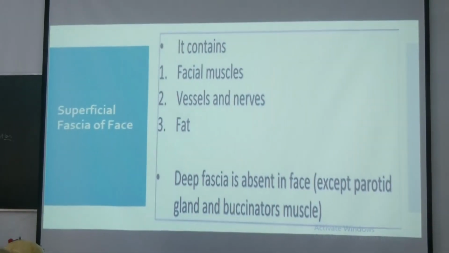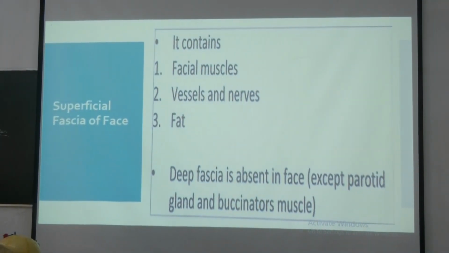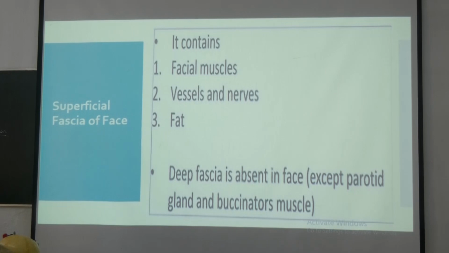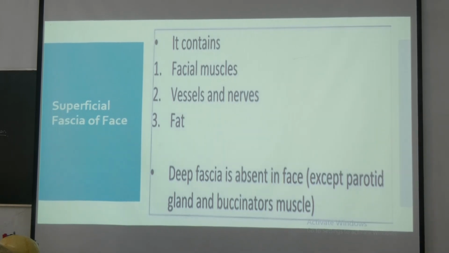So next one is superficial fascia. What are the contents of the superficial fascia? Number one is facial muscles. Okay, second one is vessels and nerve, and the third one is the fat. Okay, so deep fascia is absent in the face. Okay, this thing already we have discussed, it is only present on the parotid gland and also the buccinator muscle.